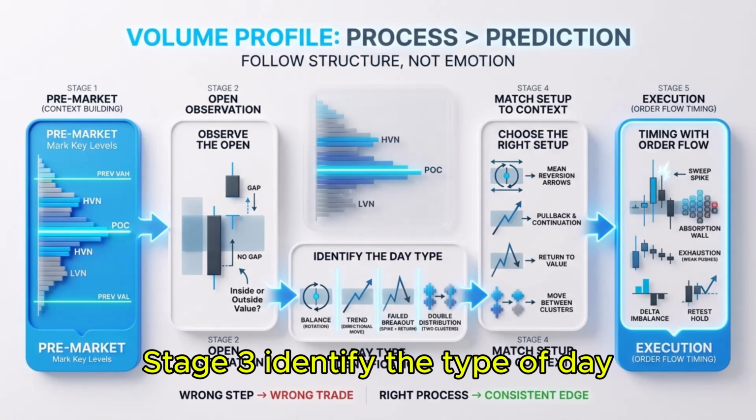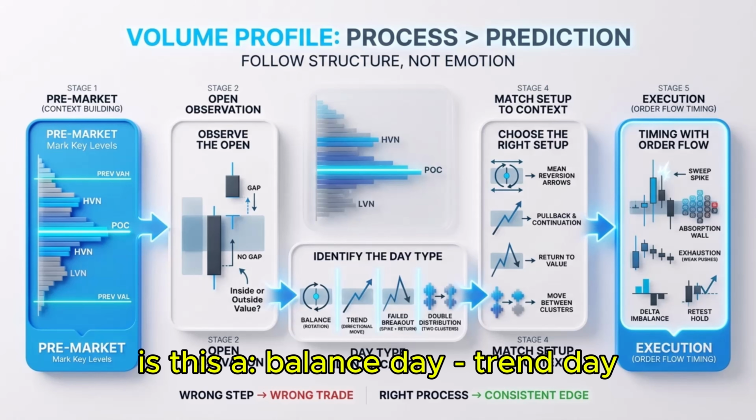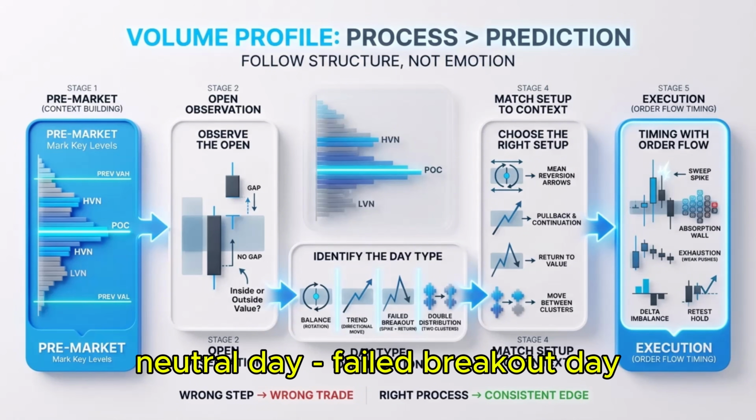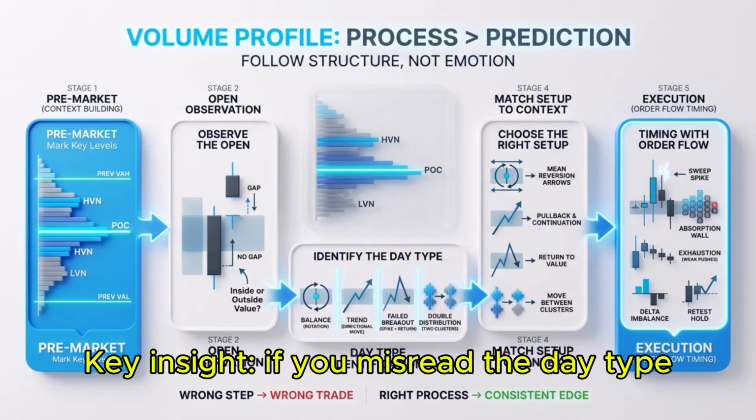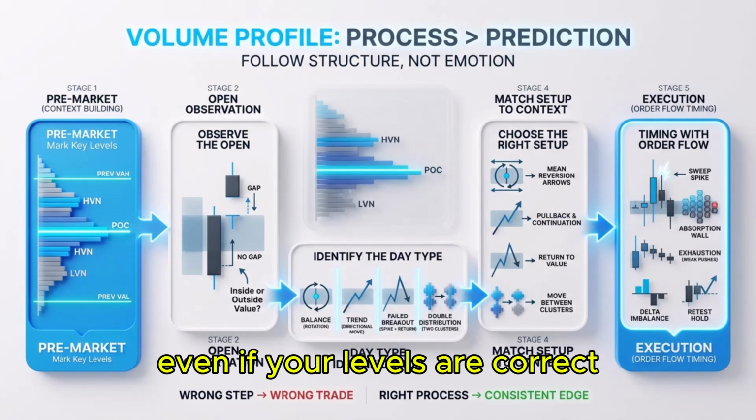Stage 3: Identify the type of day. Now classify the environment. Is this a balance day, trend day, neutral day, failed breakout day, double distribution day? Key insight: if you misread the day type, you will apply the wrong strategy, even if your levels are correct.